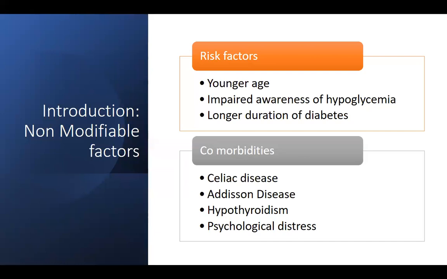Okay, good. So let's talk about the non-modifiable factors that really, there's not much you can do. If you're younger, you're unable to express yourself. With diabetes for a longer period of time, you lose the ability to respond and portray the symptoms of hypoglycemia. People who have impaired awareness of hypoglycemia are at an even higher risk of developing what we consider to be severe hypoglycemia. But there are also other comorbidities that are very common in our children with type 1 diabetes.